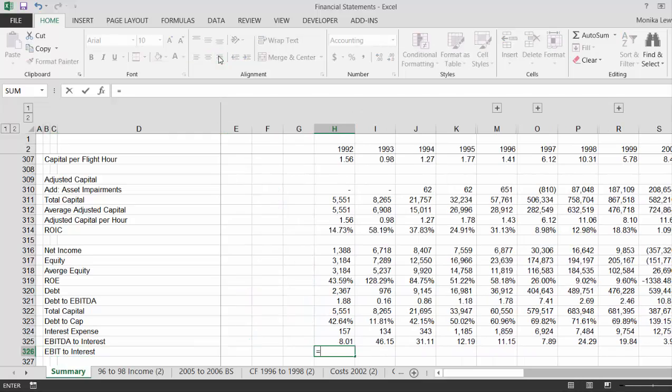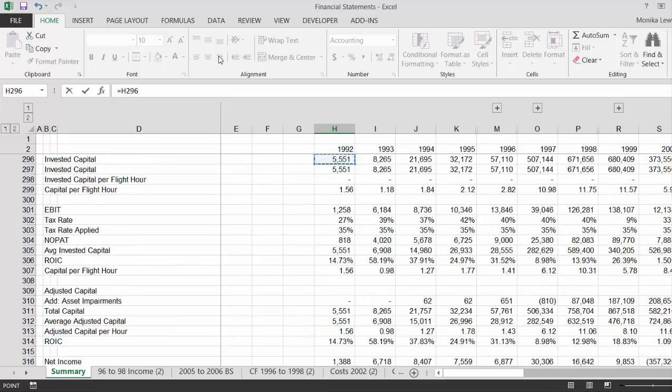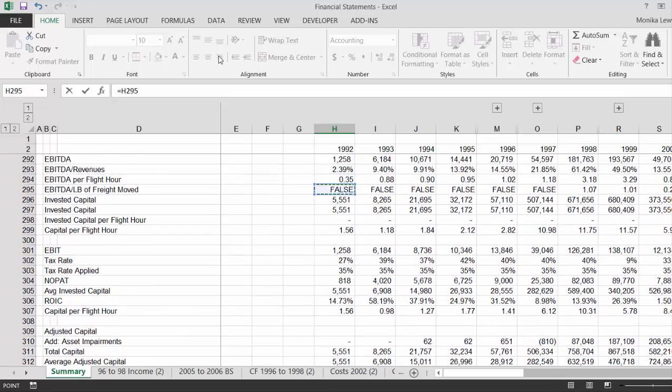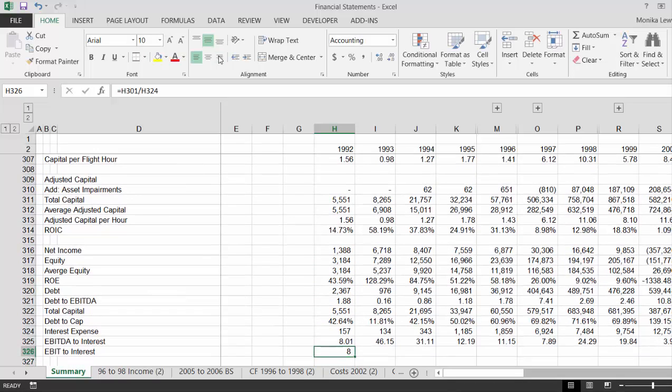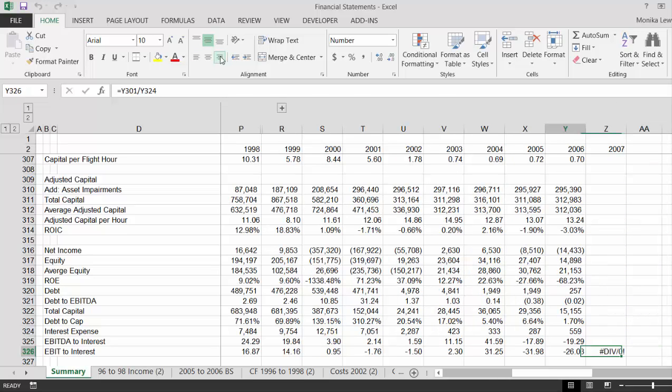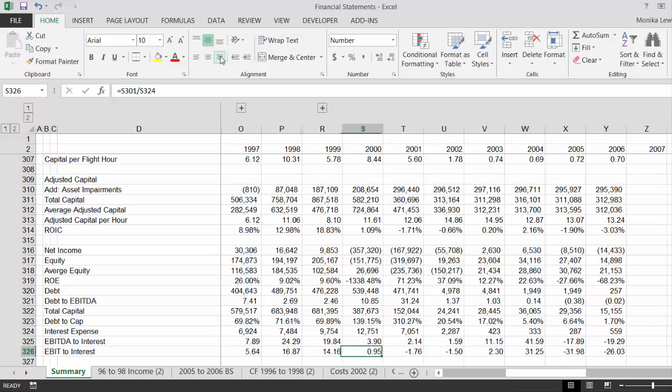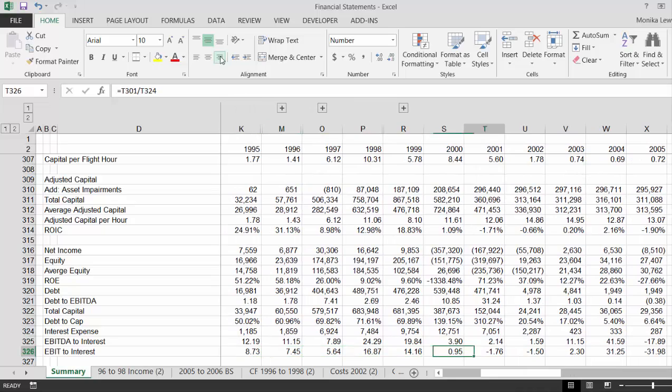Now we could do it after depreciation. So we take this and divide it by the interest. Again, a real high number. And I suppose that we had a real problem right in the year of the bankruptcy here. So finally, but it was certainly not an easy thing to predict.